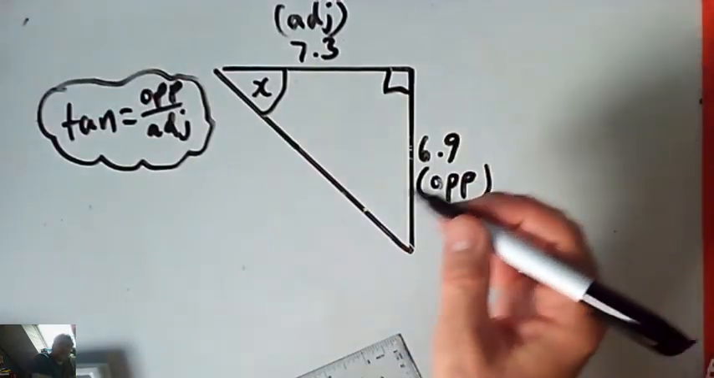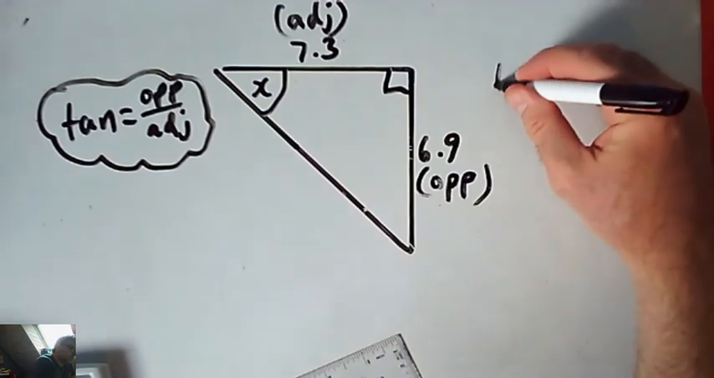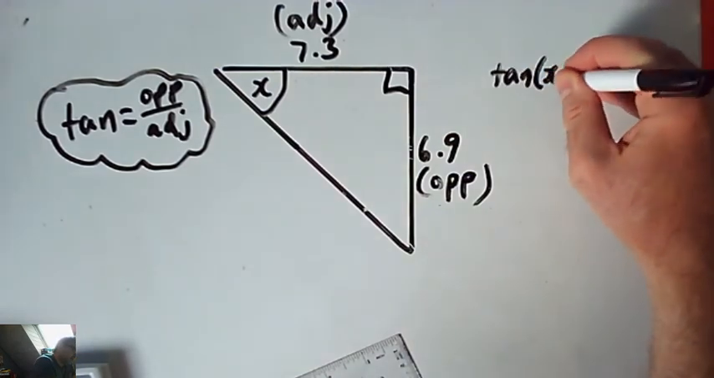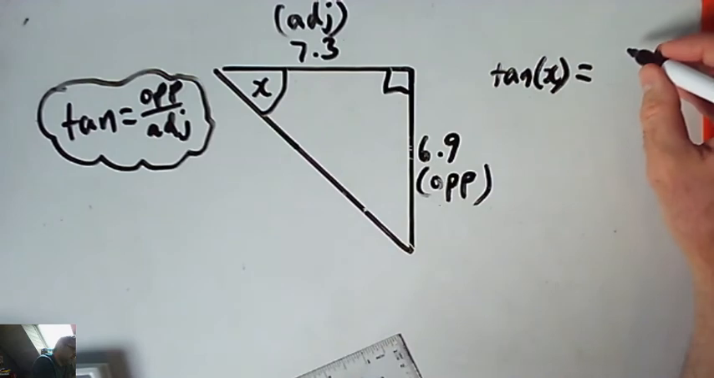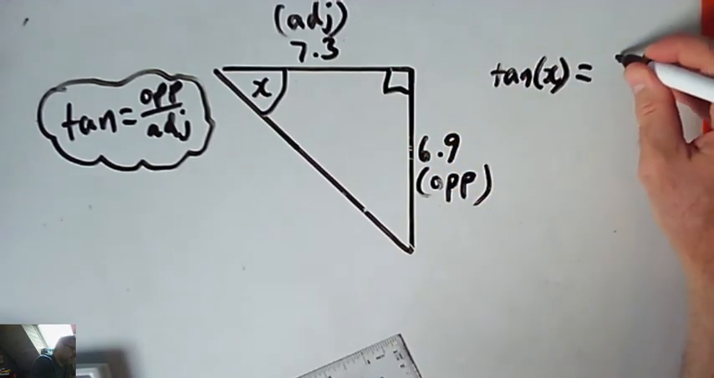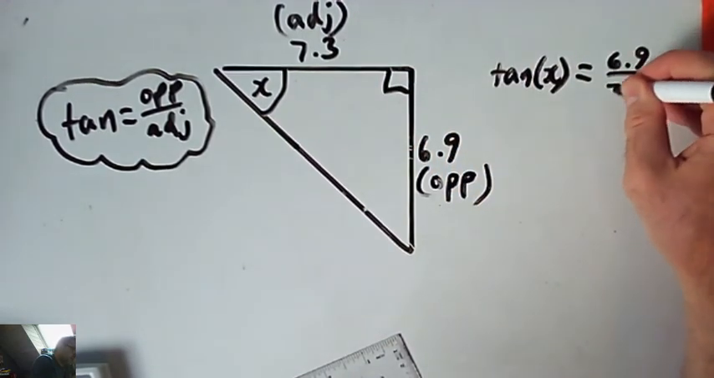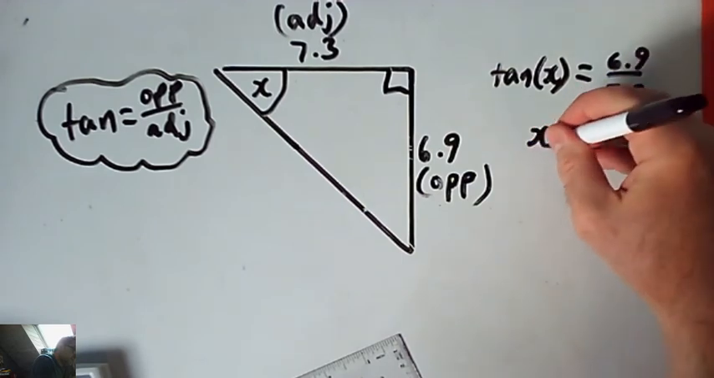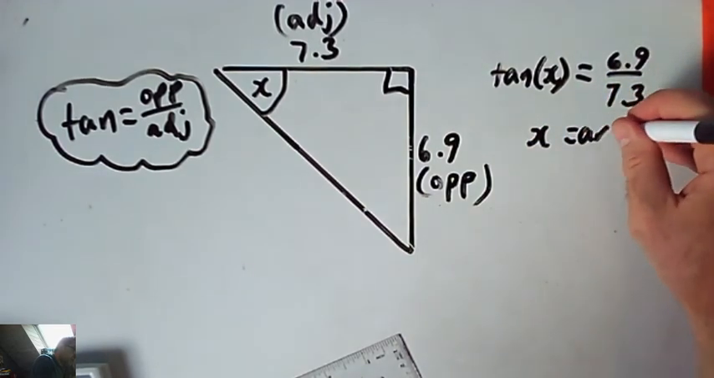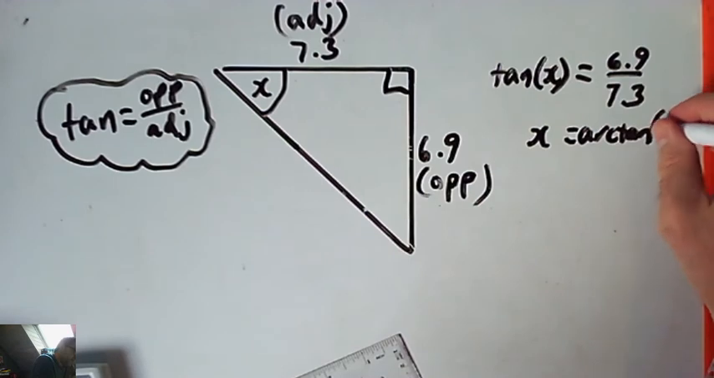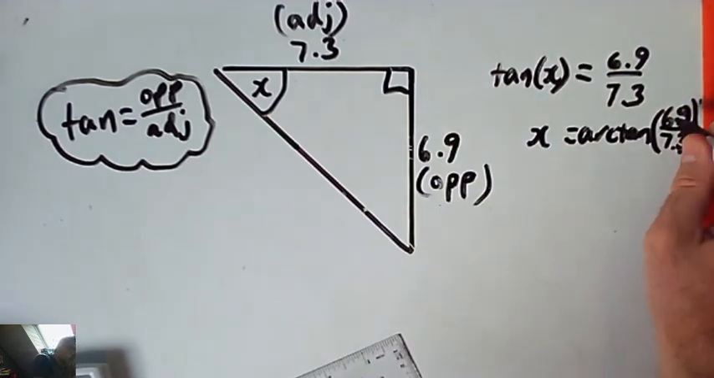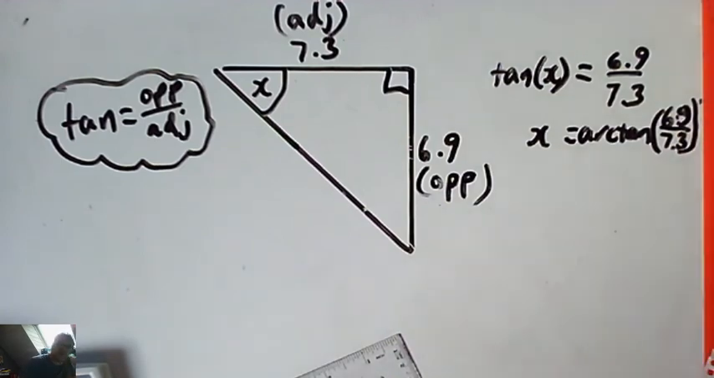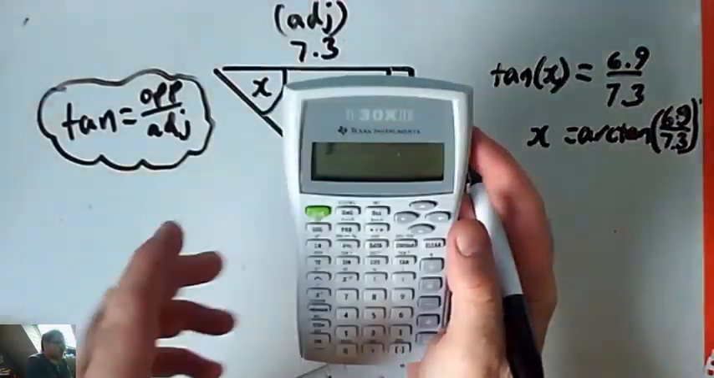So in this particular case, we've got tan of x that we're trying to find out equals opposite over adjacent, 6.9 over 7.3. So x itself is the arctan or inverse tan of 6.9 over 7.3. I think I need another new pen. Arctan of 6.9 over 7.3. Time to get the calculator out.